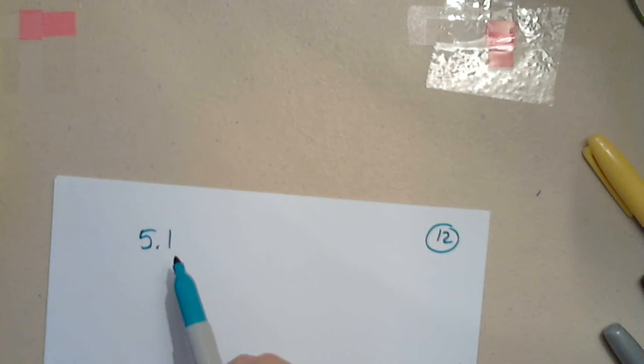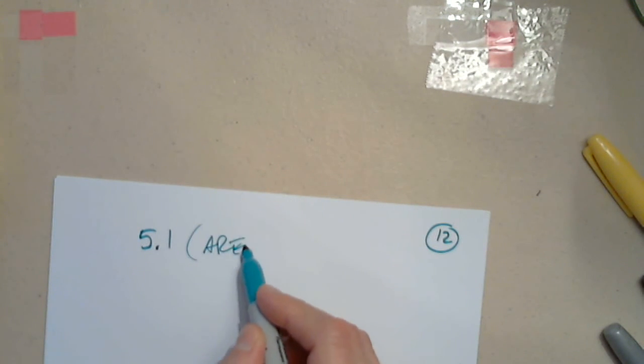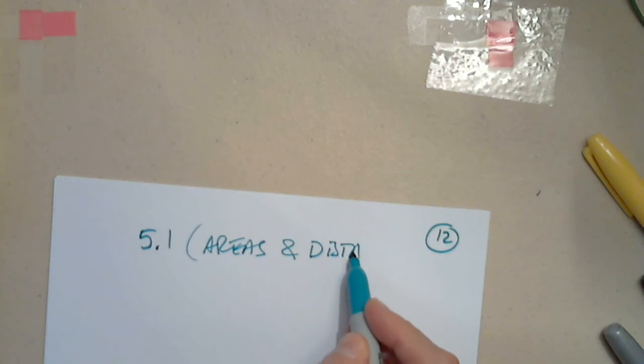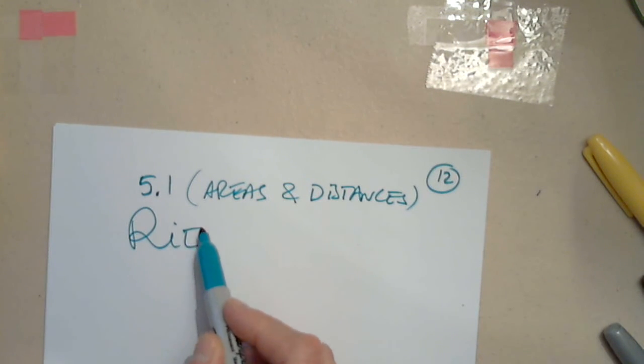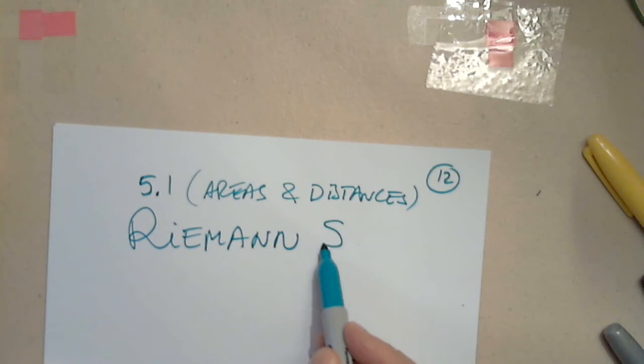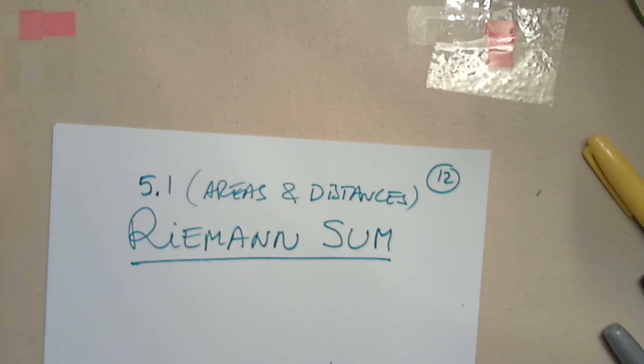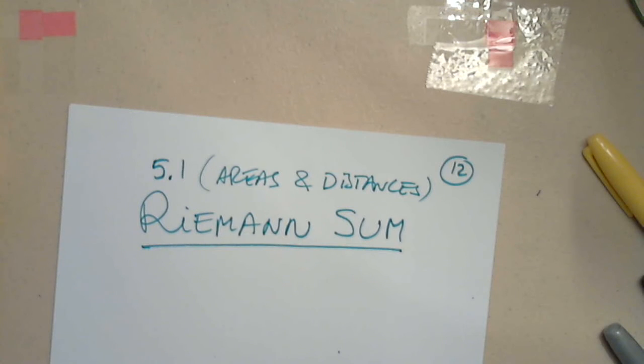Okay, so now 5.1. It says the title is areas and distances. Well, I'm going to change the title. I'm going to write it in parentheses, areas and distances. But I don't like that. It's basically the Riemann sum. This is what we are really talking about in this section.